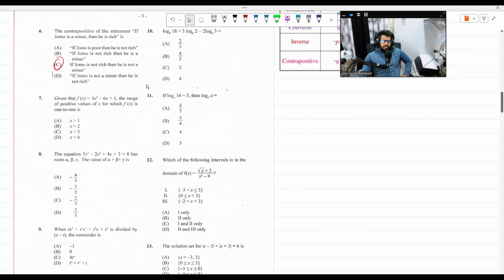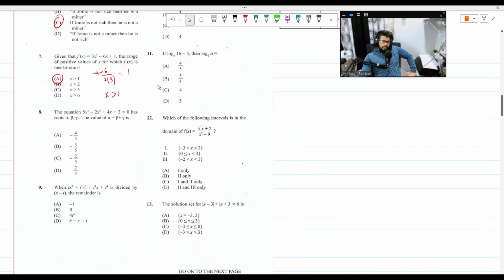Given that this is equal to f of x, the range of positive values for x. Okay, so this is a repeat question. I think it's x is greater than 2. All I have to do is differentiate or get the axis of symmetry, which is minus b over 2a, minus minus 6 over 2 into 3, which is going to give my plus. So we're going to get 1. So x is greater than 1 is going to be where the function is 1 to 1.